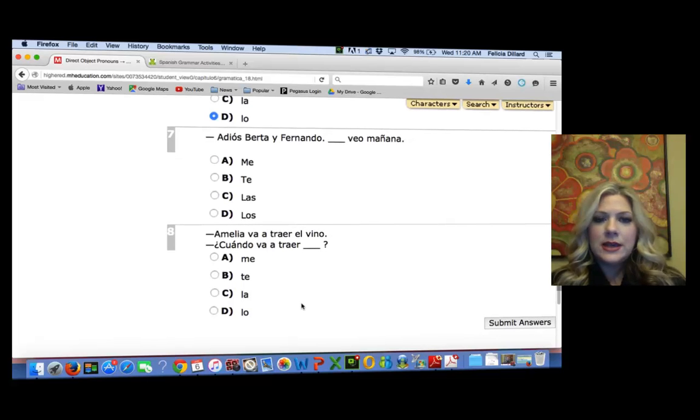And then the last two, 7 y 8. Adiós, Berta y Fernando. Veo mañana. Goodbye, Berta y Fernando. I see you all. I will see you all tomorrow. And so for you all, we're going to use los or las. Which one are we going to choose? We have Berta, who's a girl, and Fernando, who's a guy. So we have mixed gender. When we have mixed gender, we always choose the masculine, los.